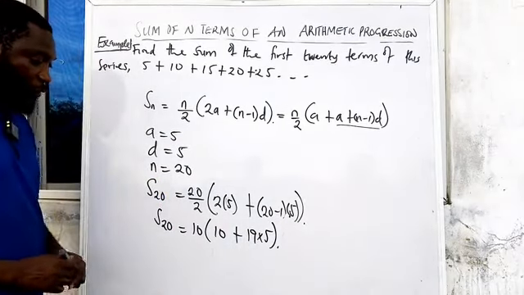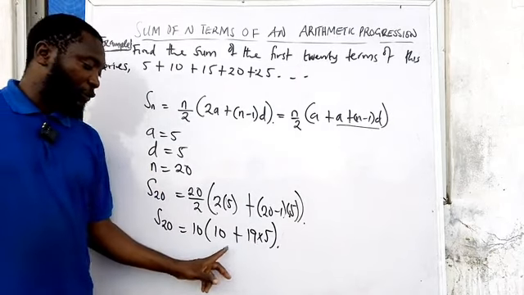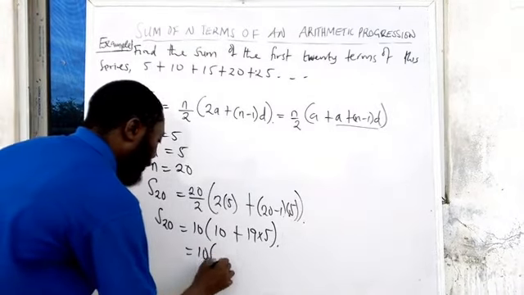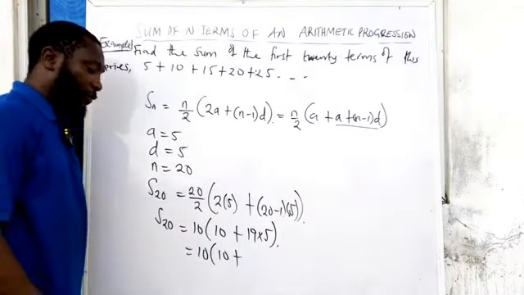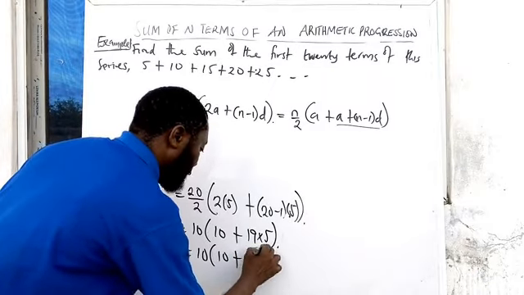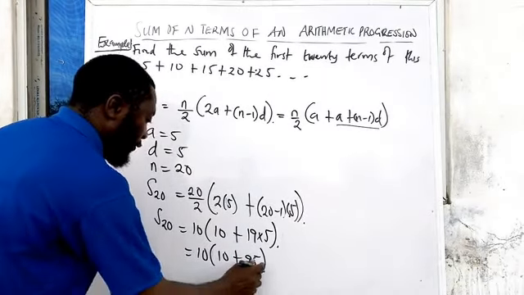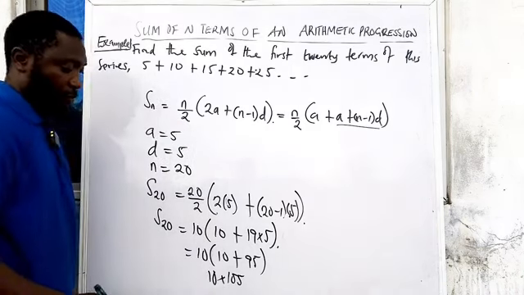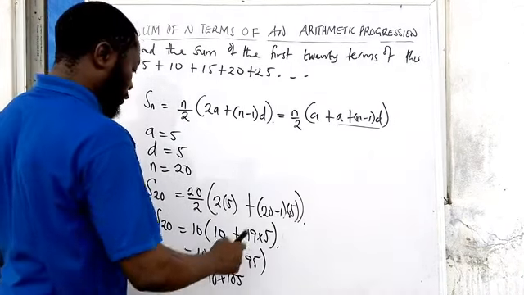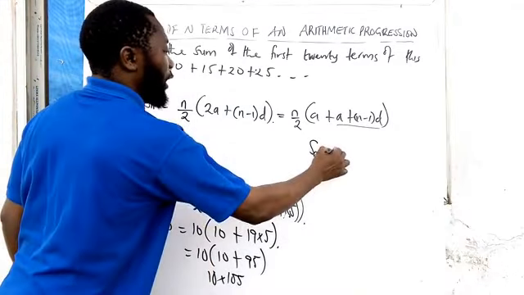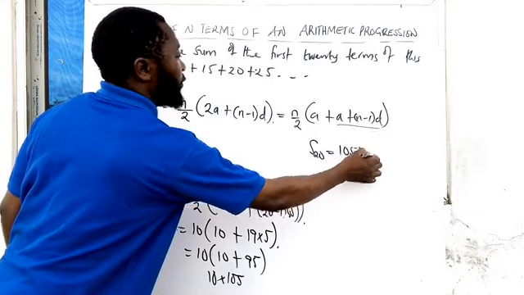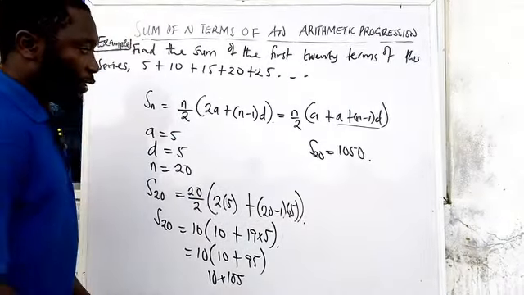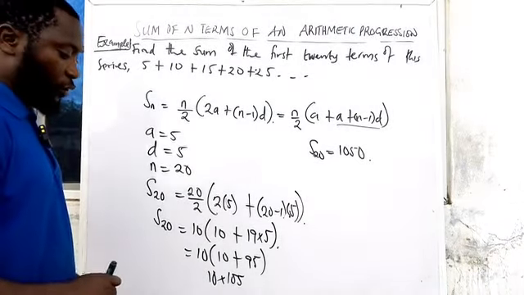Now again, we have to simplify again. You know, this is multiplication before addition, so we multiply this first. So we have 10, open bracket, 10 plus 19 times 5, and that is 95. Again, we have 95 plus 10, that is 105, times 10 outside here. So 105 times 10. So meaning our sum of the first 20 terms equals 1050. Because by the time you multiply 10 by 105, you get 1050. So this is the sum of the first n terms.